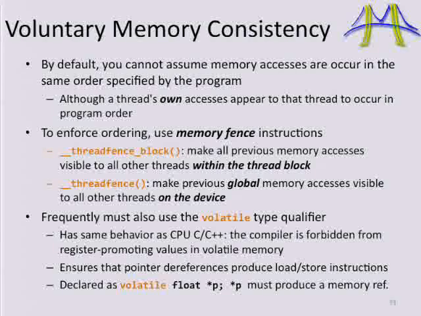So you can enforce ordering using these memory fence instructions. All memory operations that you do before a thread fence appear to other threads to happen before all the memory operations you do after the thread fence. Frequently, you have to also use this volatile type qualifier, which forces the compiler to actually generate memory references for every pointer reference. Otherwise, it may see that you're using the same pointer multiple times and only do one load or store to that address. If that's not the behavior you want, you have to tell the compiler not to.